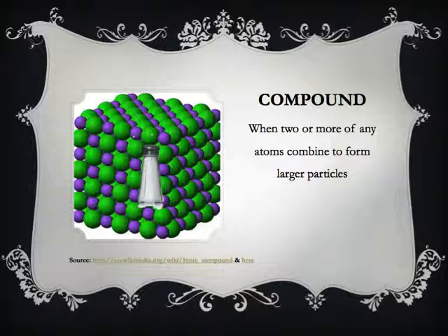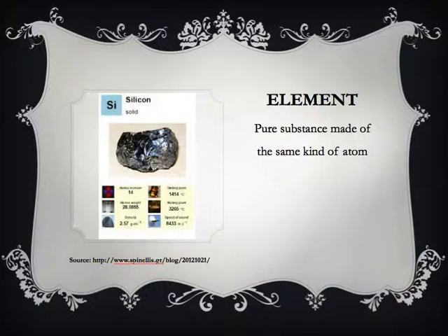Compound. When two or more of any atoms combine to form larger particles. A compound is also known as a pure substance, which means that it cannot be broken down any further and maintain its particular makeup. Element. A pure substance made from the same kind of atom. So here we have a picture of silicon, and this silicon element is composed of millions of silicon atoms.